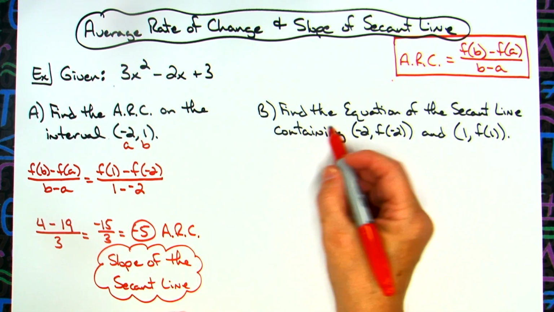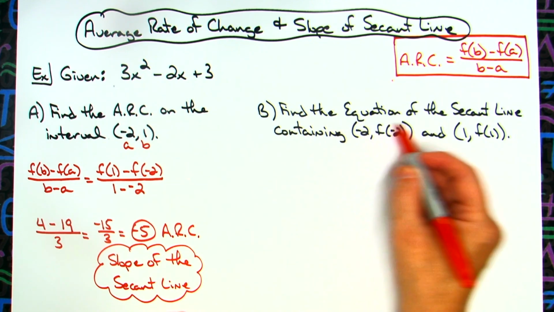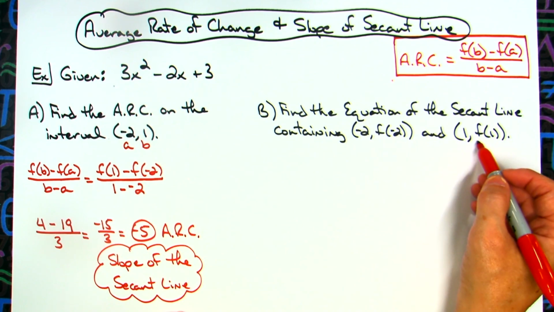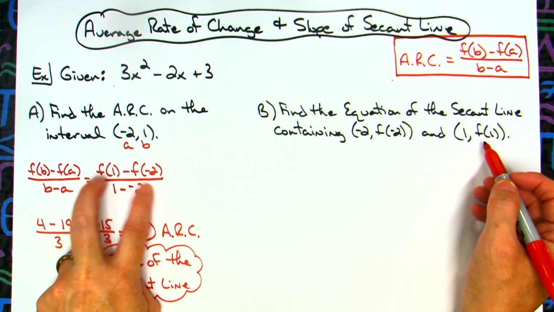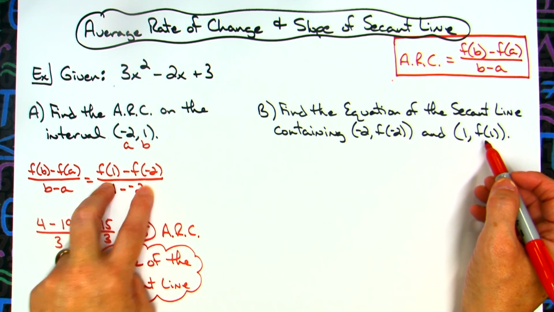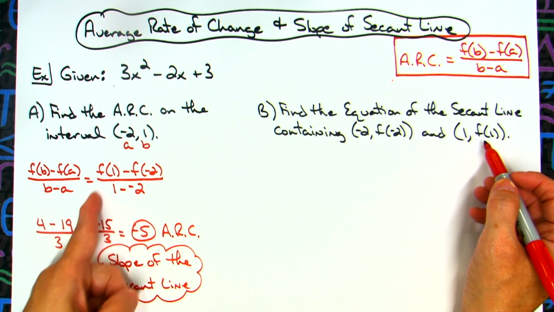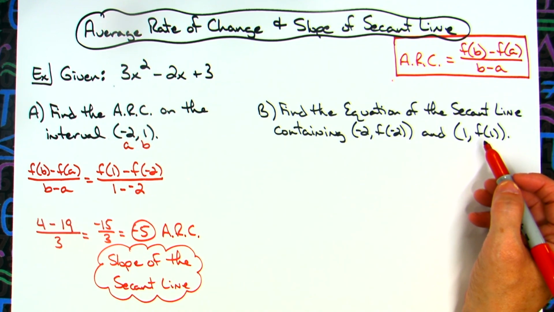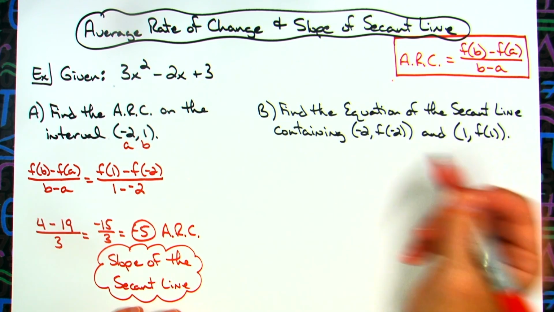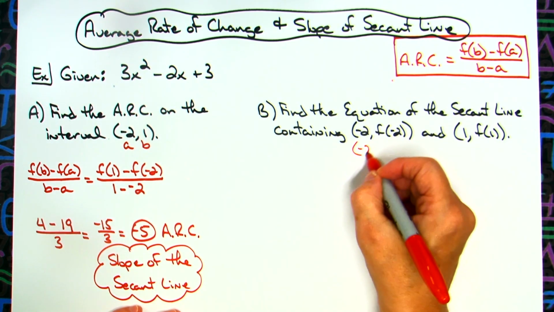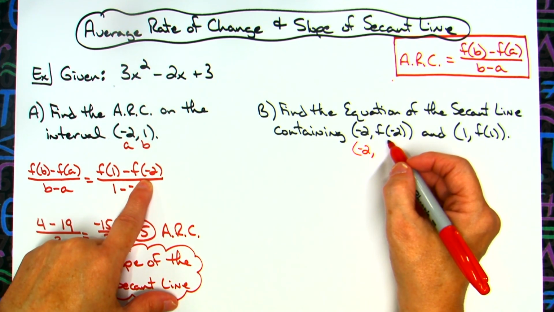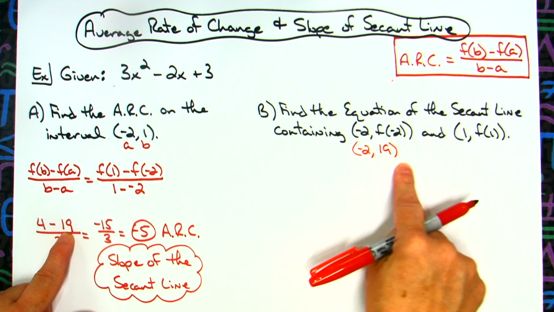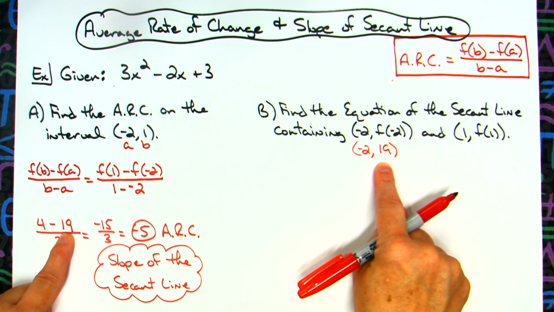All right, now I'll come over here and take a look at part B. It says find the equation of the secant line containing -2, f of -2 and 1, f of 1. Obviously, those are the two points that we've already found here. I really don't need to find both of those points. I really need one point and the slope, and use point-slope form to write the equation of that secant line. So this point right here is -2. When we took f of -2 over here, we got 19. So a point on this secant line is -2, 19.